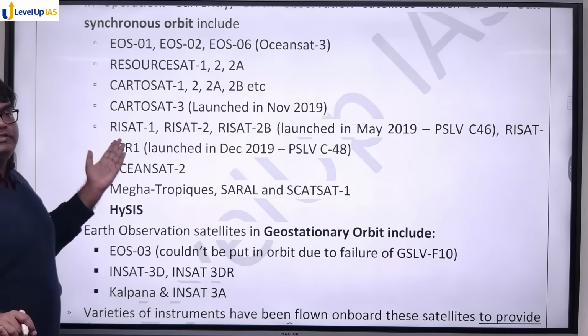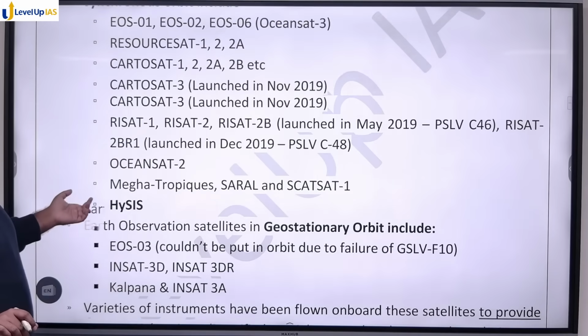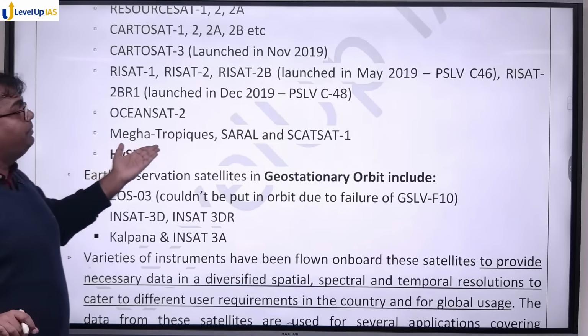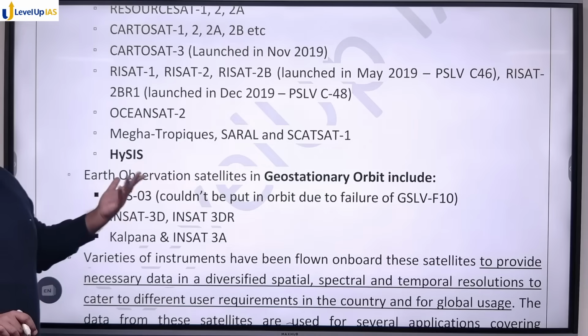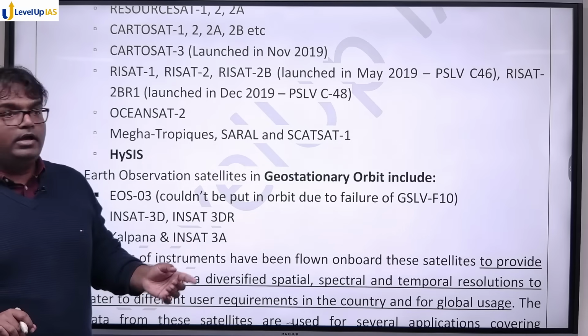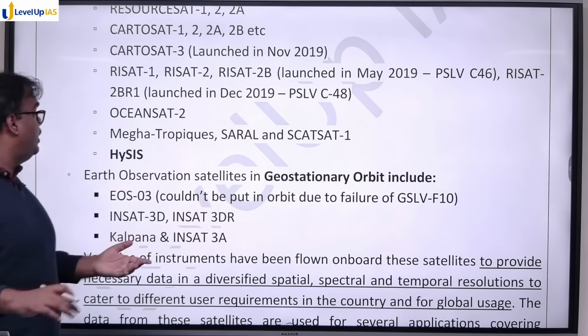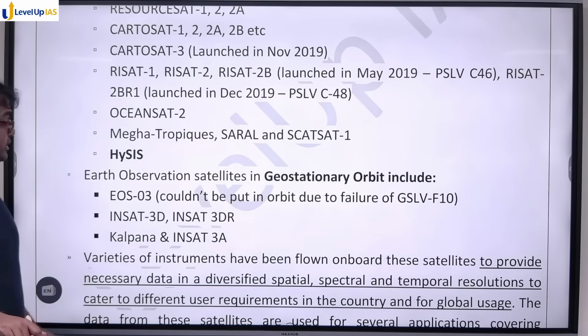ये radar imaging satellites, radar imaging satellite 1, 2, 3, 2B and so on. OceanSat, Megatropic, Saral, ScatSat. These are for observing. Say Megatropic. Megha is badal, and tropics is named for that in French. So it's a collaboration between India and France. HISIS, Hyperspectral Imaging Satellite.